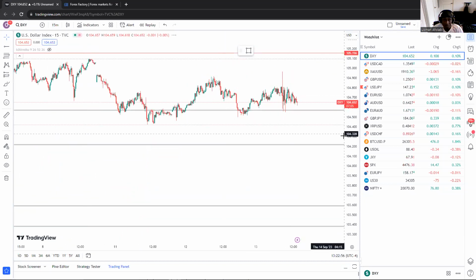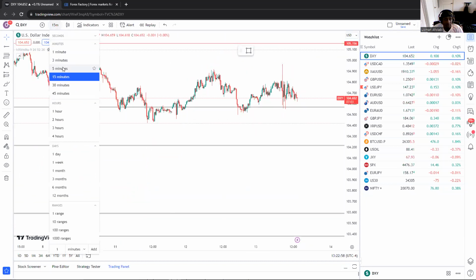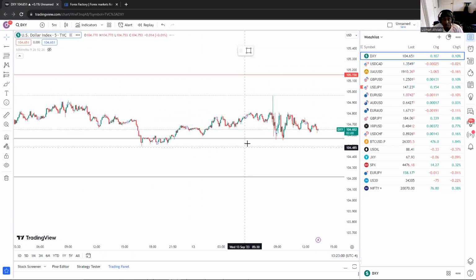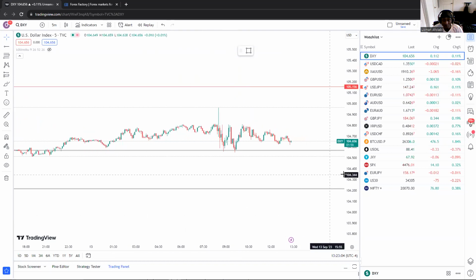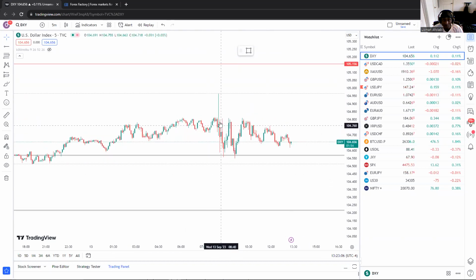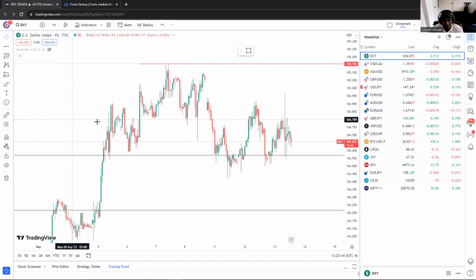Go ahead and look at this 15-minute chart, or even this 5-minute chart, because this is when the news came out here, right? So news came out and we saw this massive uptick to the upside, followed by it immediately coming right back down, right?